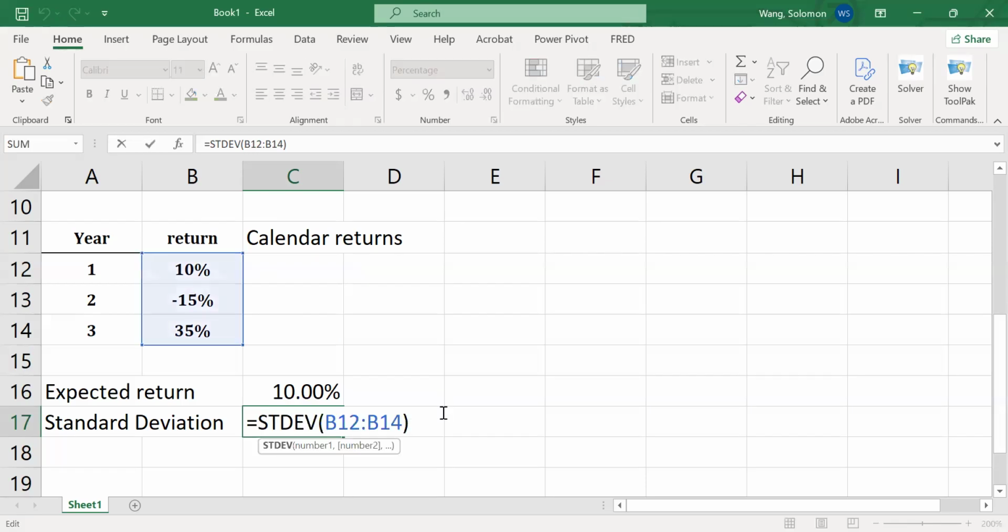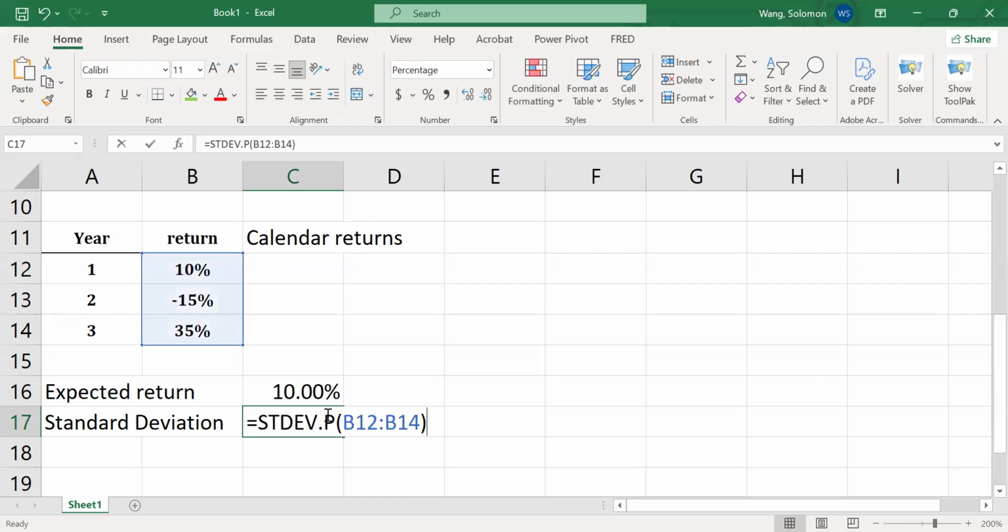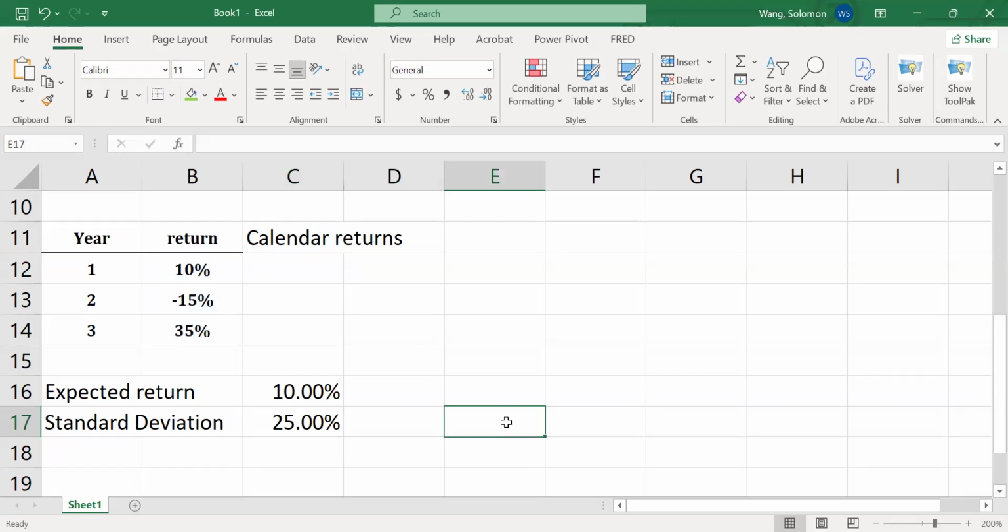And be careful, if you are calculating the standard deviation here, make sure it's STDEV or STDEVS, you get the same result. If you use STDEVP, you will get a different result. So the difference here is STDEV basically is equivalent, let me just put it here, STDEV is equivalent to STDEVS. The last letter S stands for sample.